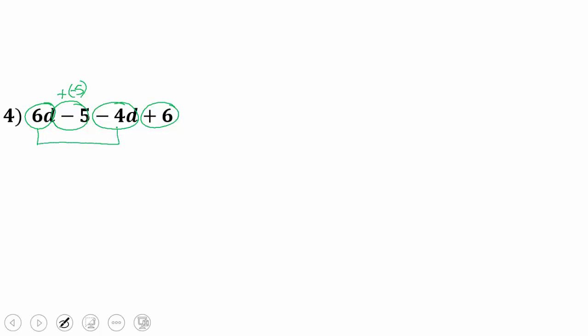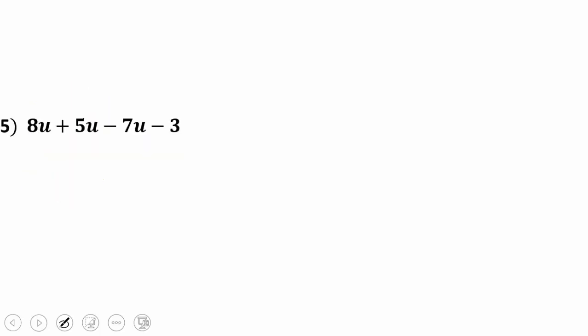All right, combining the like terms, we have a 6d and a negative 4d. And when I add those 2 together, I get 2d. And then a negative 5 and a positive 6 gives me a positive 1. Ladies and gentlemen, it does not get more straightforward than what we're doing.